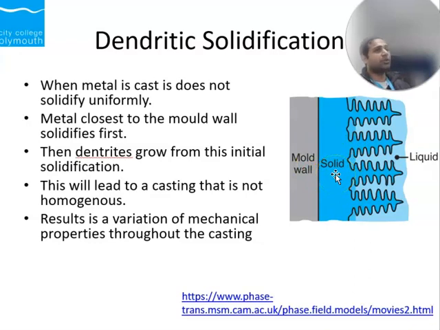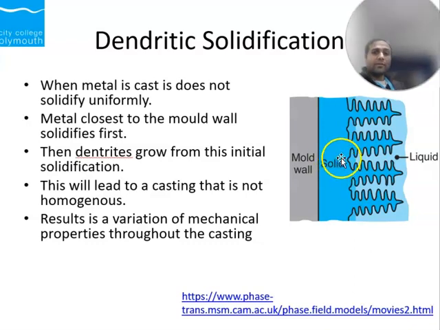This will lead to a casting that is not homogeneous. What does it mean by not homogeneous? Because what will actually happen is the molten metal initially, let's imagine it's not 100% pure molten metal. Imagine it's a mixture of two metals. It's a mixture of, let's say, iron and carbon steel.